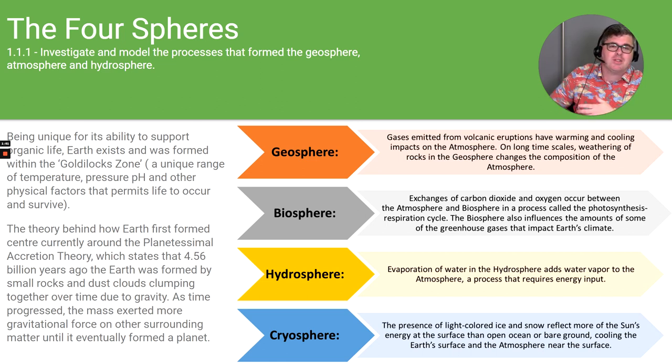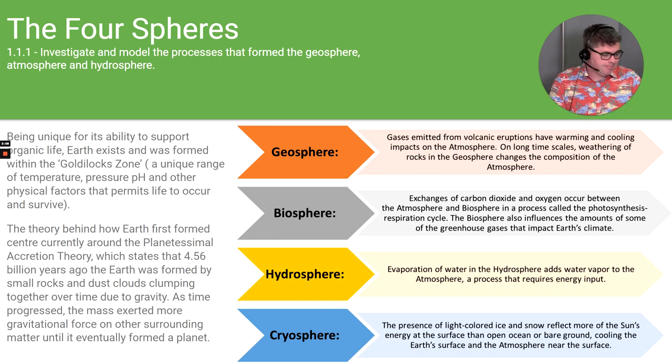When we're looking for planets in other solar systems, we tend to look for any planet that first of all falls within the Goldilocks zone. From there, we can start to establish, okay, how hot is it? How much air pressure is there? What's the pH like?